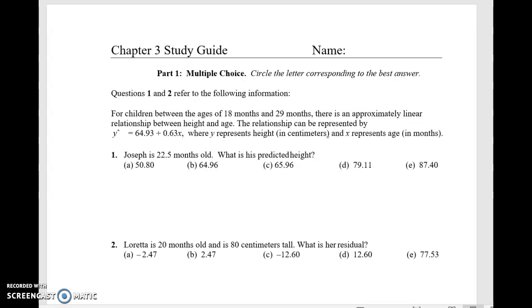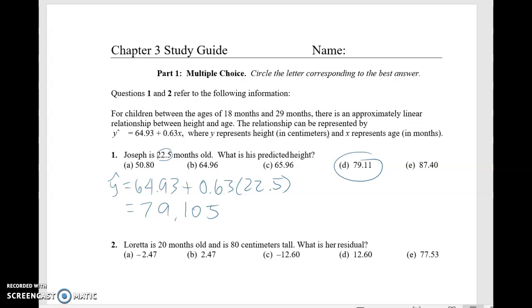The y hat equals 64.93 plus 0.63x. So y represents height, x represents age. Talking about predicted height at 22.5 months old, so I know that. So it's a simple substitution. Okay. Plug that in, you end up with 79.105. For rounding, there we go.